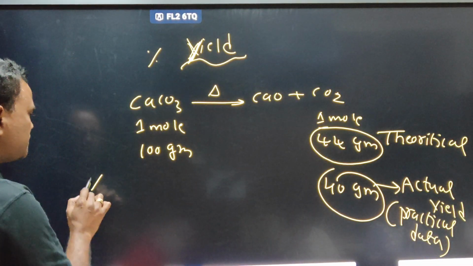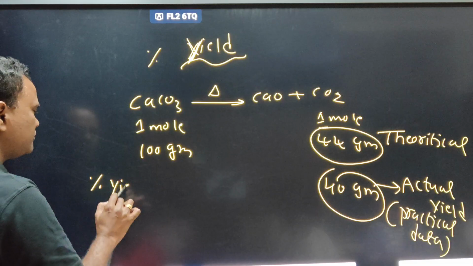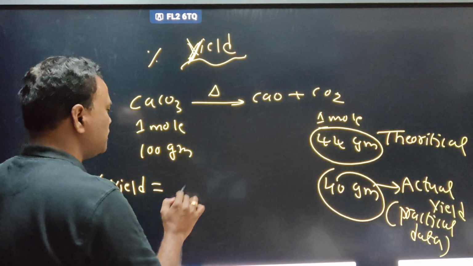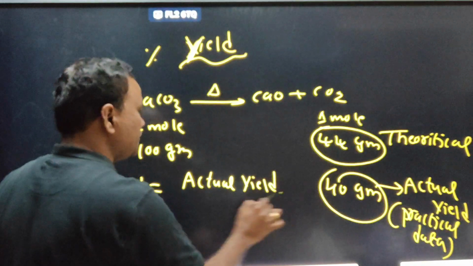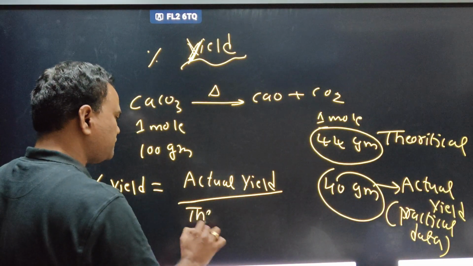Now guess the formula for percent yield. Percent yield is equal to actual yield by theoretical yield into 100.